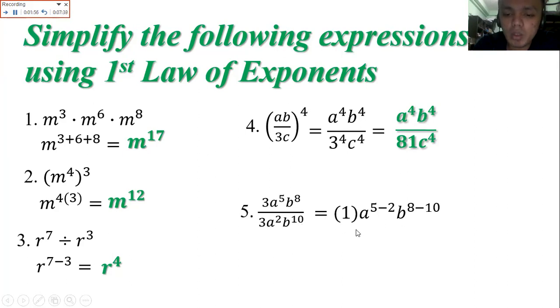Simplify natin. We have 5 minus 2 is 3. 8 minus 10 is negative 2. O, may negative integer tayo. What should we do here? Ilagay lang natin sa baba as a denominator. Okay? Copy a cubed, no? Kahit maglagay ka pa ng 1, no? Kasi sabi ko kanina kailangan ng 1. Ang gagawin niyo dun sa 1, okay, 1 times a cubed is equal to a cubed pa rin. Then put b squared as a denominator.